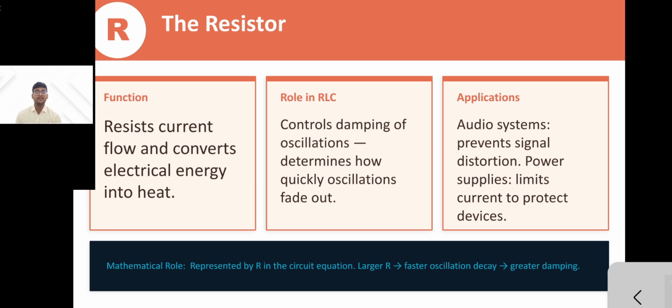In an RLC circuit, it's really key because it controls how quickly the circuit's oscillations die out. For instance, in audio systems, the resistance keeps signals from getting too strong or distorted. And in power supplies, they help limit current and protect the circuits. In the equation, we represent the resistor with R. The bigger the resistance, the faster those oscillations fade away. So the resistance is all about energy loss, stability, and keeping the circuit safe. Without it, things would just get too unstable and risky.